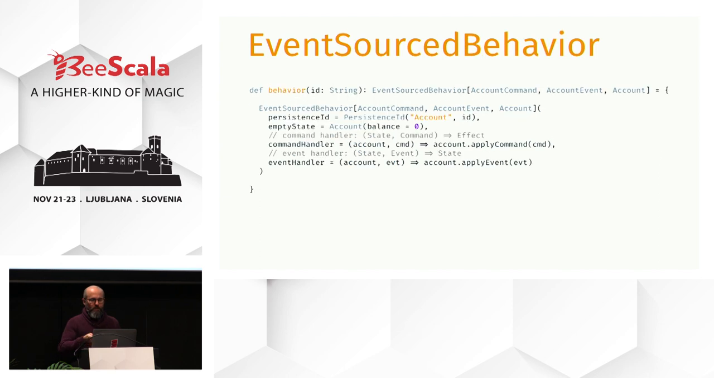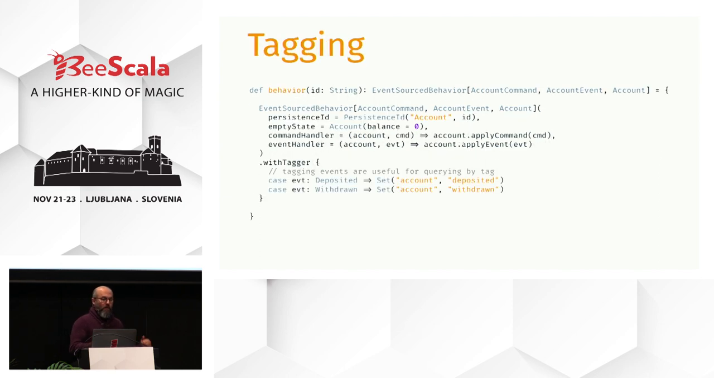No, I went back here. So once you define your event source behavior, you can fine tune it. And you can say, I want a tagger. The tagger here is a function from event to a set of strings. Here I'm defining what tags I want to put on each single event that I put in the journal.